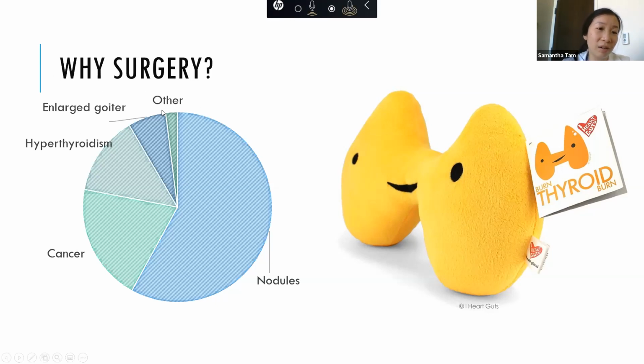Other reasons, there are lots of other kind of weird and wonderful reasons that you may have to take out a thyroid: if you have cancer in the surrounding areas that is affecting the thyroid, or if, for example, your parathyroid gland can be in the thyroid, those types of things.